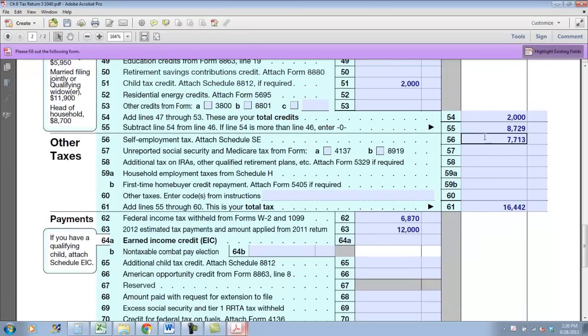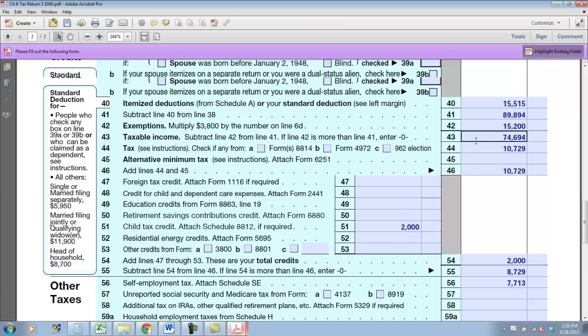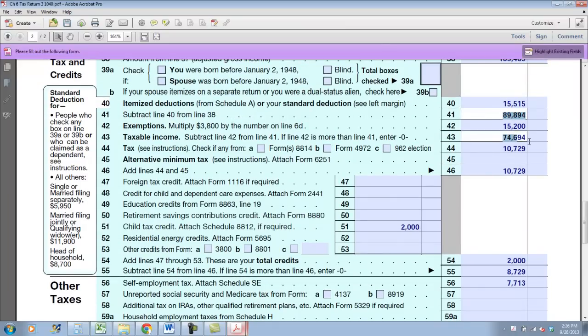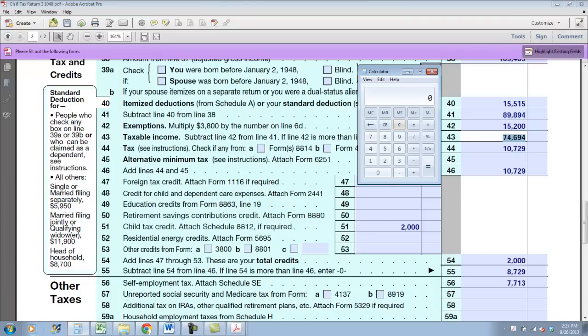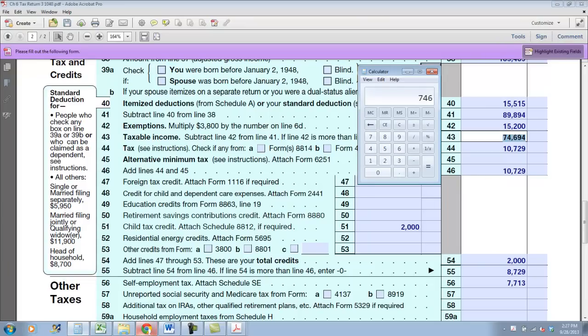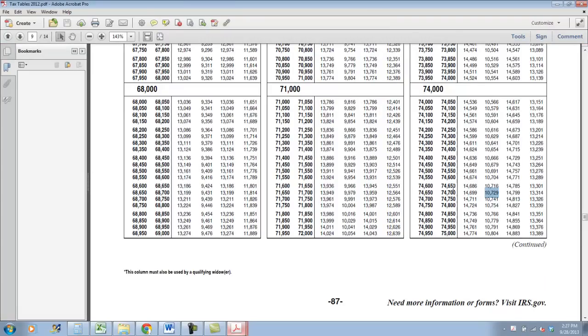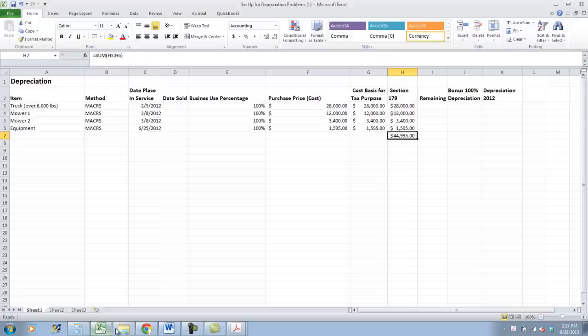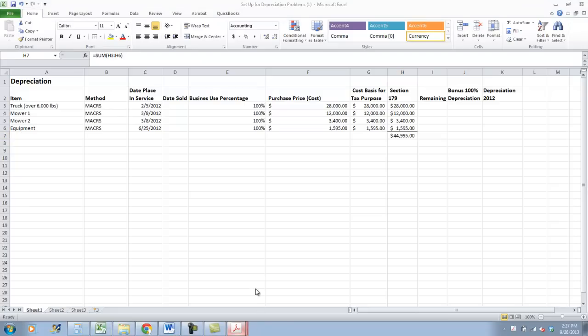Actually, I almost forgot. They had qualified dividends, so I'm going to have to go back up to this tax number of $74,694, and I'm going to have to subtract $125. So $74,694 minus $125 in qualified dividends. So we're going to look up 74,569 in the tax table. 74,569. 10,704.